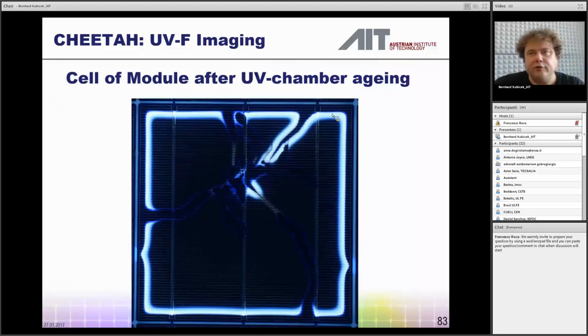Sometimes if you put a module in the UV chamber to make artificial aging, just UV, no increased humidity, so 60 degrees and UV light, sometimes we see these patterns. This is a cracked cell which has a pattern, a bright stripe at some distance of the cell gap, but no fluorescence at the center. And this is also not very clear to us at the moment.